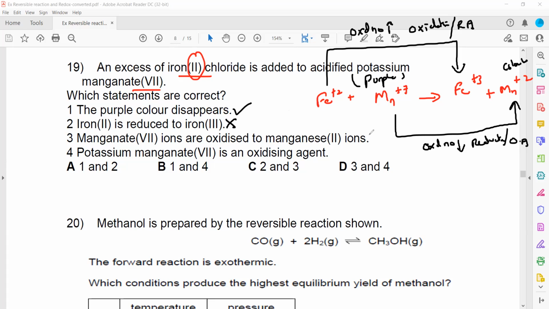Mn7 ions are oxidized to Mn2 ions. That's also wrong. Mn7 ions are not oxidized, they are actually reduced. And potassium manganate 7 is an oxidizing agent. Because it is reduced, it acts like an oxidizing agent, so it is also true. So the correct statements are 1 and 4. That's why B is the right answer. Is it clear? Discussion?